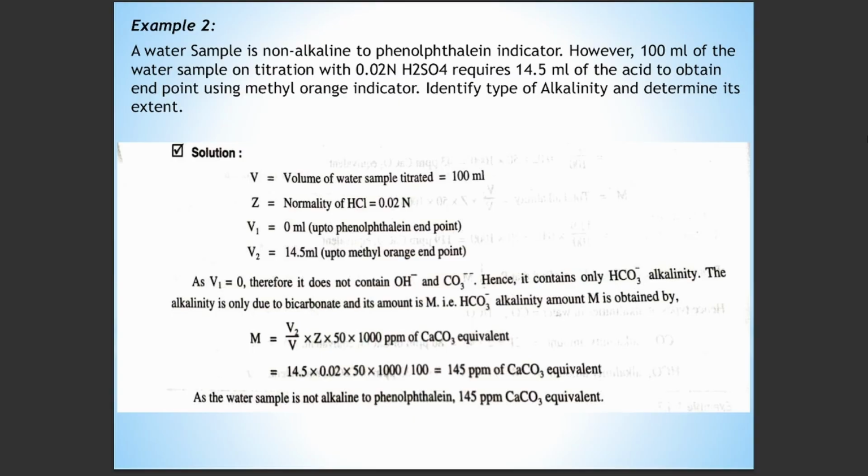So here M is V2 upon V into Z into 50 into 1000 ppm CaCO3 equivalent. What is V2 here? Directly you have to take the 14.5 ml because V1 is 0. Then V is the volume of water sample, 100 ml, into Z, the concentration of acid, 0.02 normal, and then 50 into 1000. If you calculate this, you will get 145 ppm CaCO3 equivalent, that is the M alkalinity. So as the water sample is not alkaline to phenolphthalein, only M is present, and that is 145 ppm CaCO3 equivalent. In this way, dear friends, we can solve the problems.